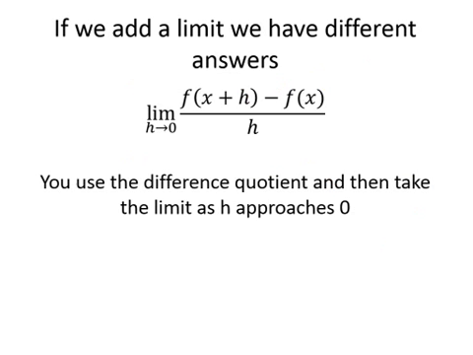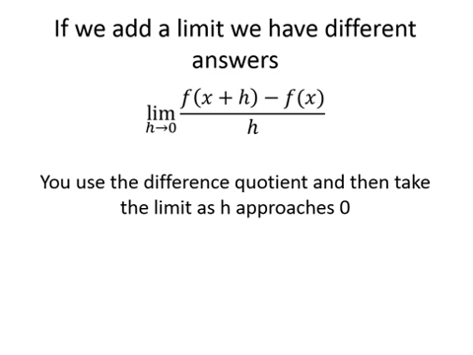So now what we're going to do is add a limit to this difference quotient. Our difference quotient, f of x plus h minus f of x all over h, we are going to add a limit so that h approaches 0. So we still use the difference quotient the same, but when we get down to the bottom, we end up plugging a 0 in for h, because we want to know what happens as h approaches 0.